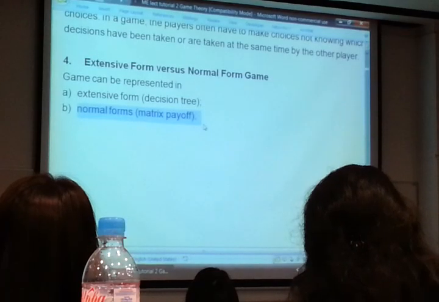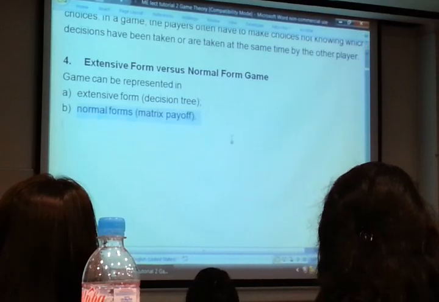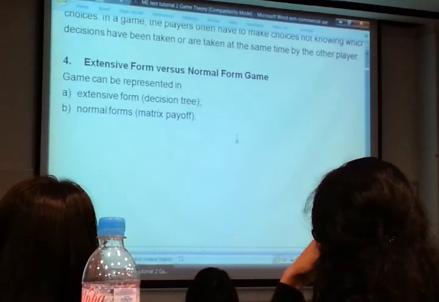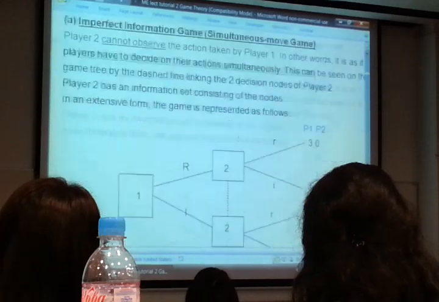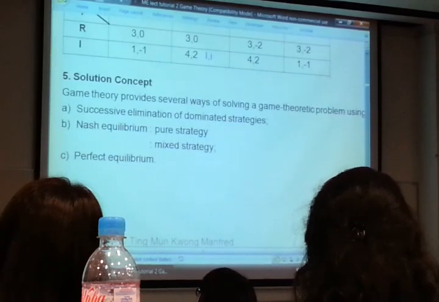Right. Now, which form should you write? The table or the tree? If you write your game in the table or tree, the answer depends on what method you use to solve.